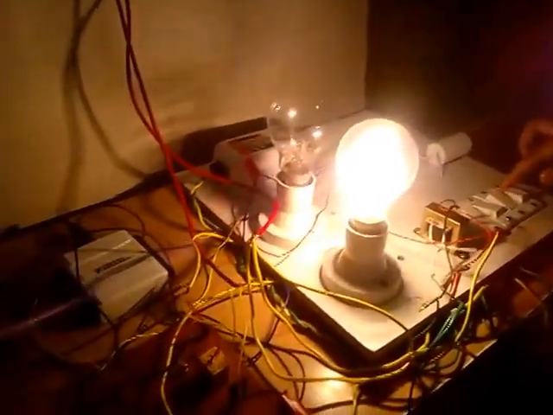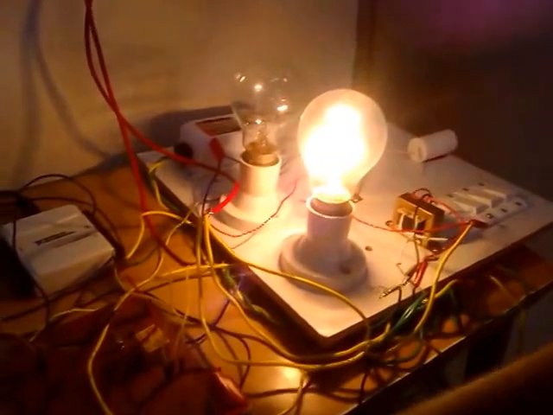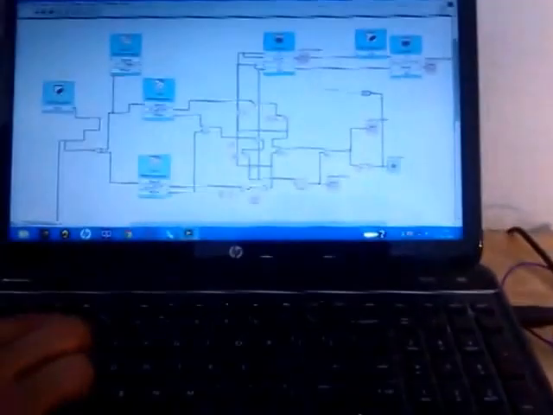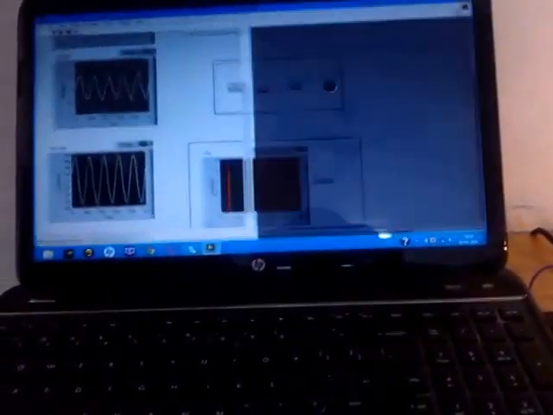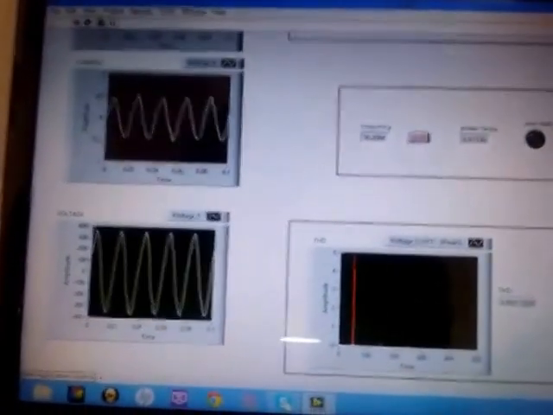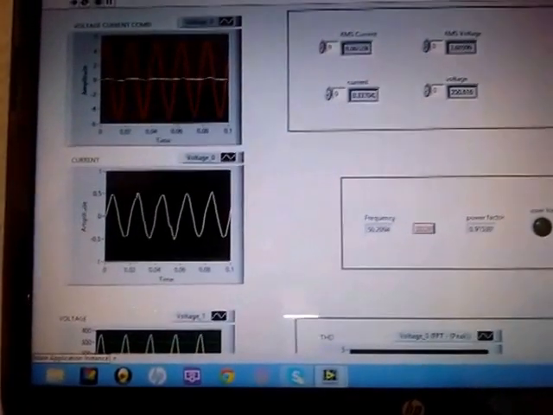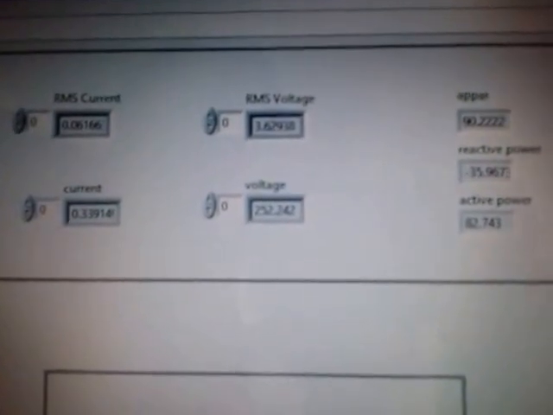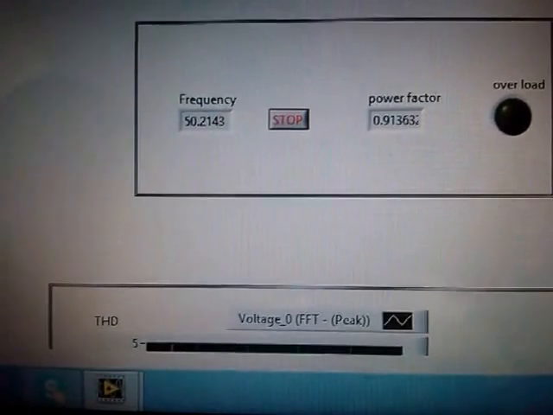Now we are giving another load, that is inductive load. As soon as we given the inductive load, the intensity of the bulb is decreased. We can see that, and the related values, output of this is shown here. We can clearly observe that there is a reactive power, that is minus 36 watts, and active power is 82 watts, and the apparent is 90. And even the power factor is reduced to 0.91 due to the presence of inductance.